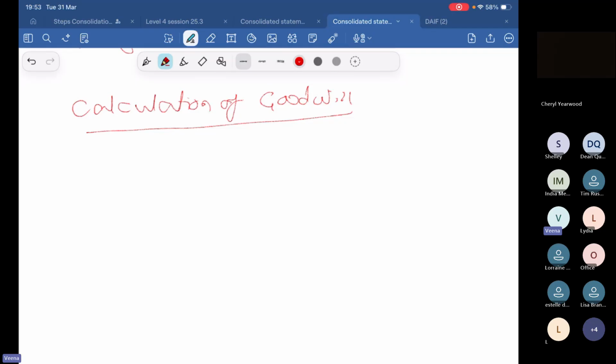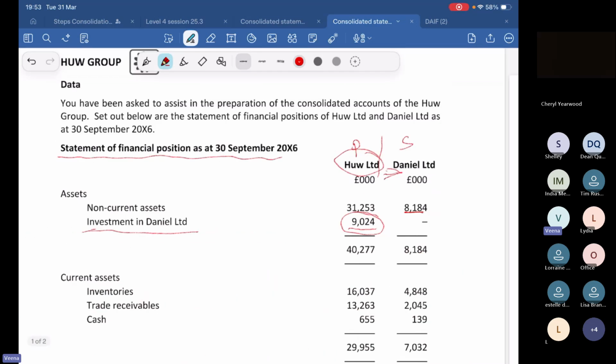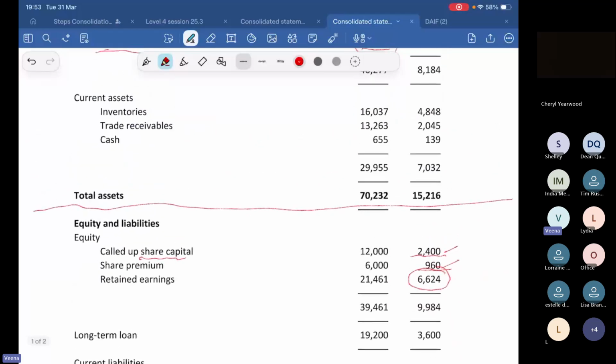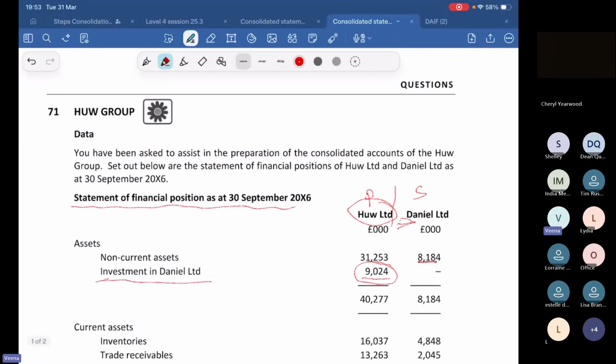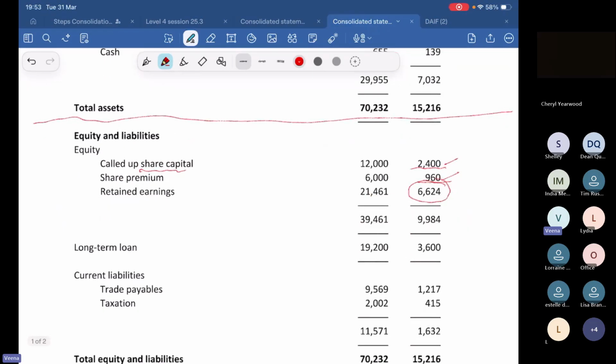Yeah, so let's look at the calculation of goodwill. Calculation of goodwill takes into account, like I said, whatever belongs to the shareholders. Now, what belongs to the shareholders of Daniel Limited, which is a subsidiary company? The share capital belongs to them, the share premium belongs to them, even the retained earnings, the profits, belong to the shareholders of the business as well.